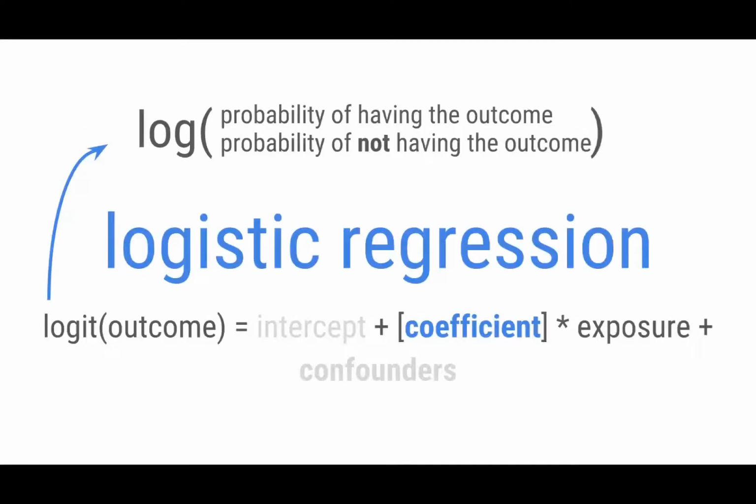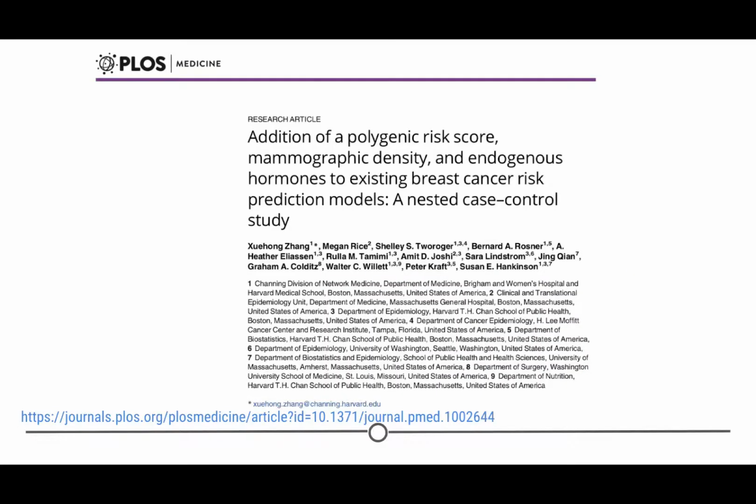So we're going to start off with regression. You've seen regression before in our discussion of statistical models. And so the most commonly used model for prediction in the medical literature is probably logistic regression, where the log of the probability of having the outcome divided by the probability of not having the outcome, or the logit of the outcome, is equal to a linear function that includes an intercept and some coefficients multiplied by an exposure plus some confounders. This is the simplest model, where we use the coefficients to predict what we think the probability of a particular outcome is.